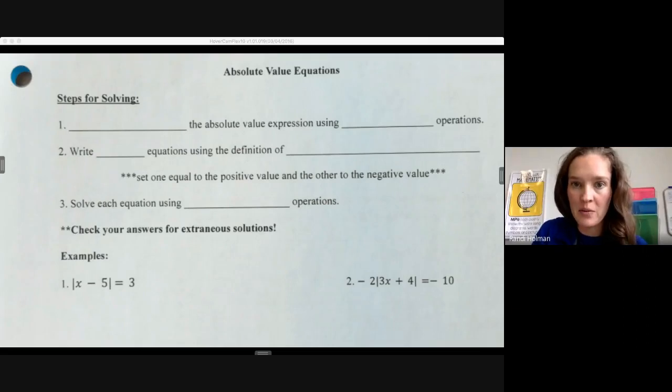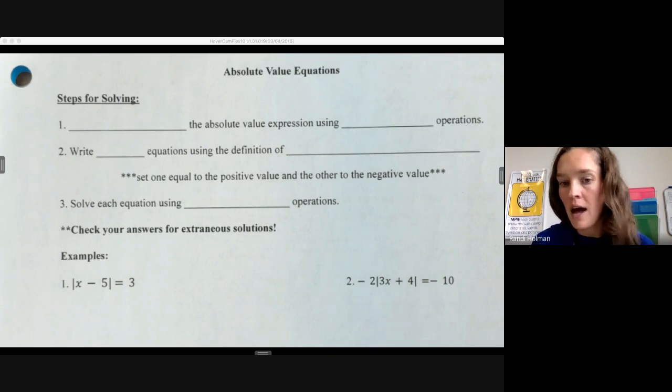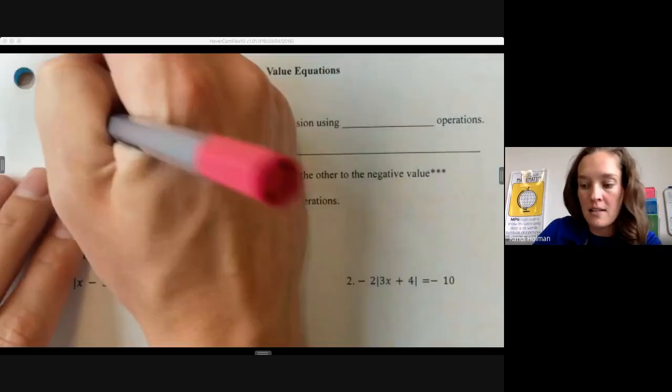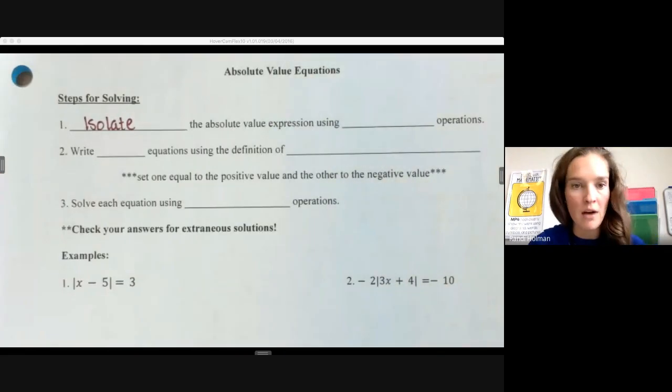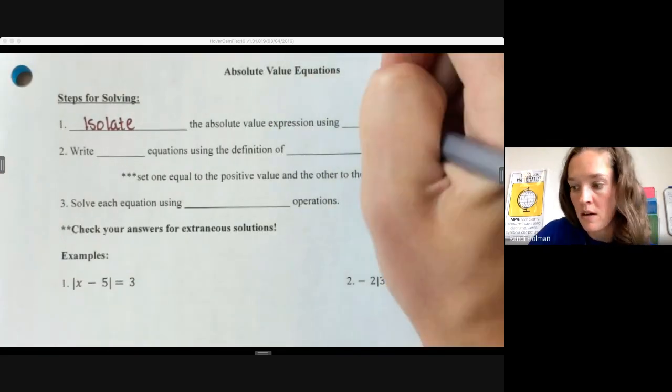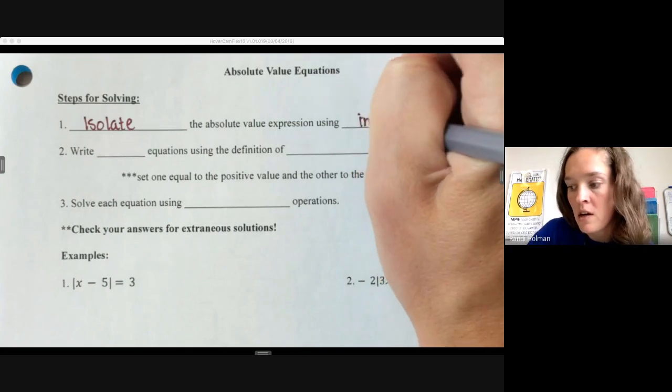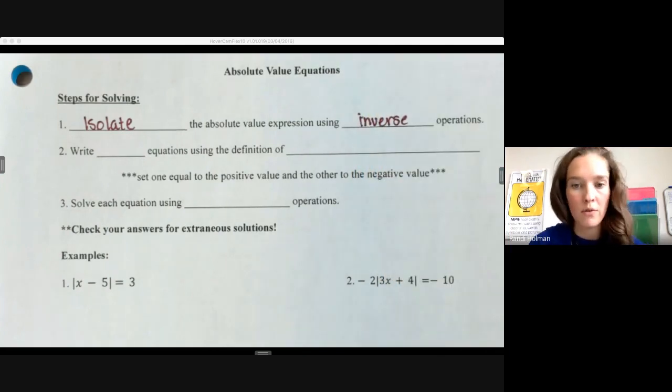Welcome. In this video, we are going to be looking at solving some absolute value equations. So anytime we have an equation that has an absolute value in the equation, the first thing we're going to do is isolate the absolute value part of the expression using our inverse operations. So just like you solve for a variable, we're just looking at that absolute value portion as the thing that we're trying to get by itself.